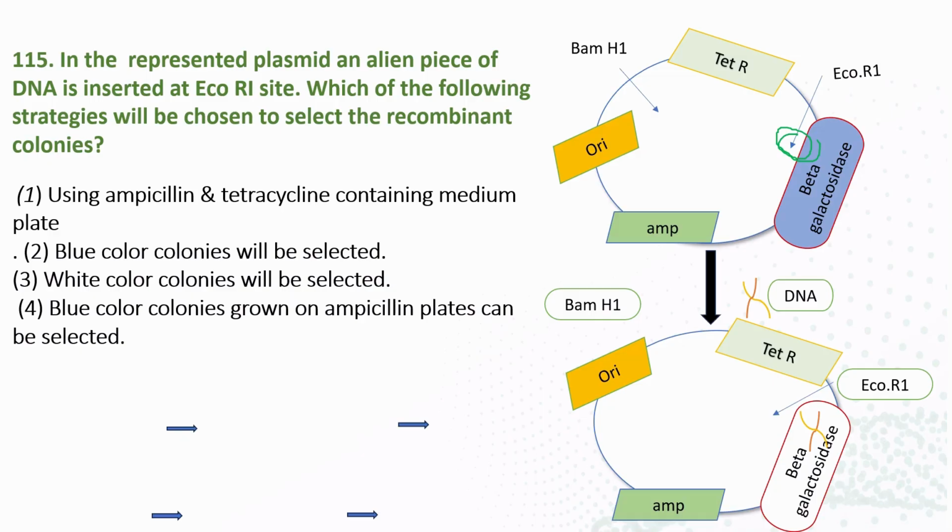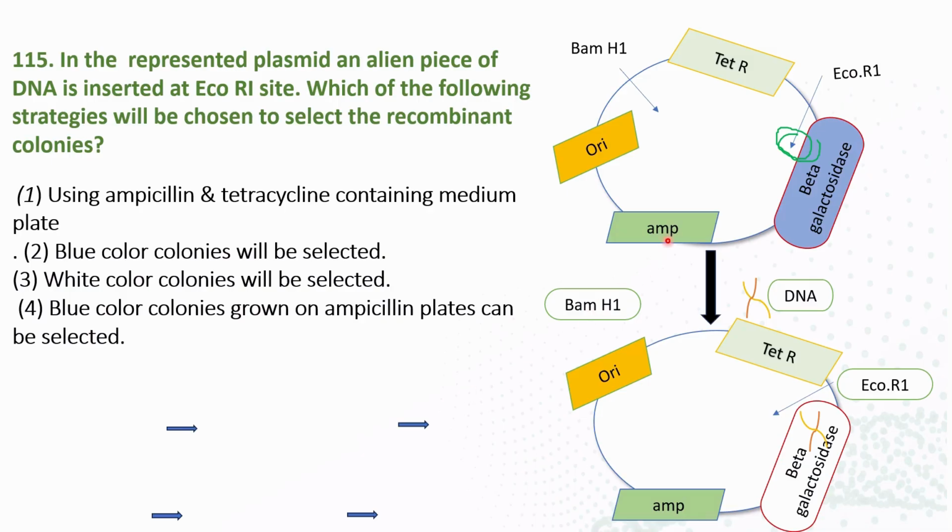So what will happen if they add some amount of DNA into this EcoRI site, which contains the beta galactosidase enzyme? Here they have given options like using an ampicillin and tetracycline containing medium plate, and you have to choose which one they are asking. Blue color colonies will be selected, white color colonies will be selected, blue color colonies grown on ampicillin plates can be selected. Here you have to say which option is right.